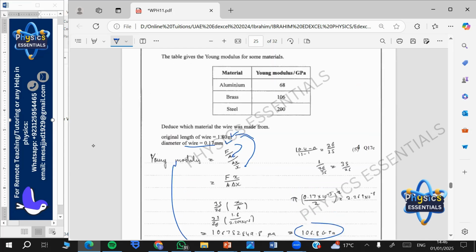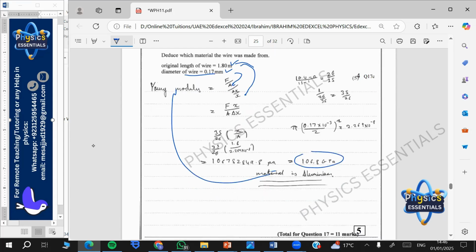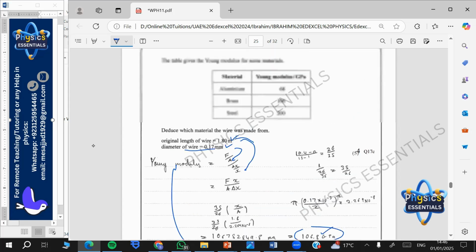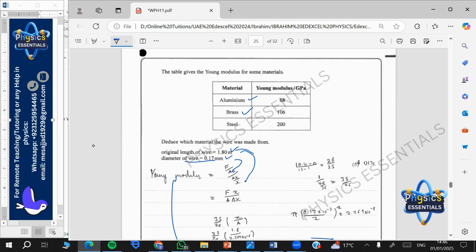And see, 108 gigapascal was near to brass, but he wrote aluminum. And you know the reason why he did such a silly mistake? Because he was in a hurry, because he took a lot of time in solving other questions while not having an idea that time is running out. So you have to be very careful, or you will panic like him if you don't manage your time effectively. And when you don't manage your time effectively, you make such silly mistakes. He got an answer which is very close to brass, and he wrote that aluminum is the answer.